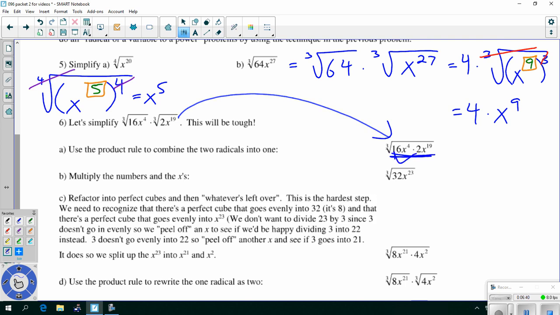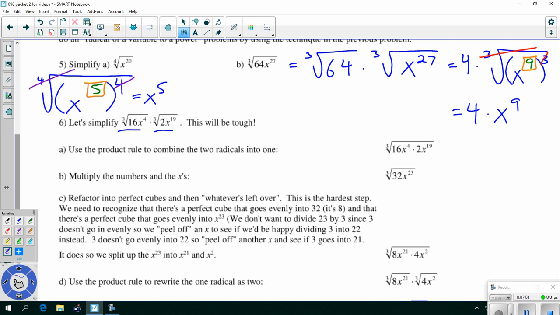The 2 goes with the 16, so that's 32. X to the 4 times x to the 19th. That's one of our 5 properties. This is the first one where we add the powers. So we get x to the 23rd. Okay, so cube root of 32x to the 23rd. It is a hard process we're about to do, but at least it's only one hard process and not 2 or potentially 3.